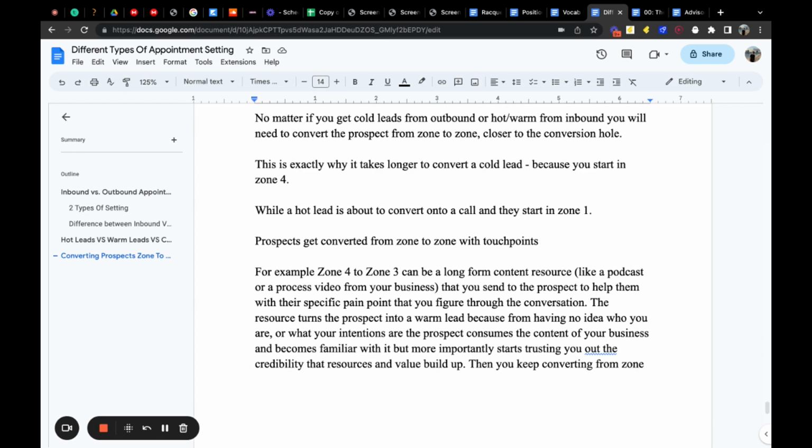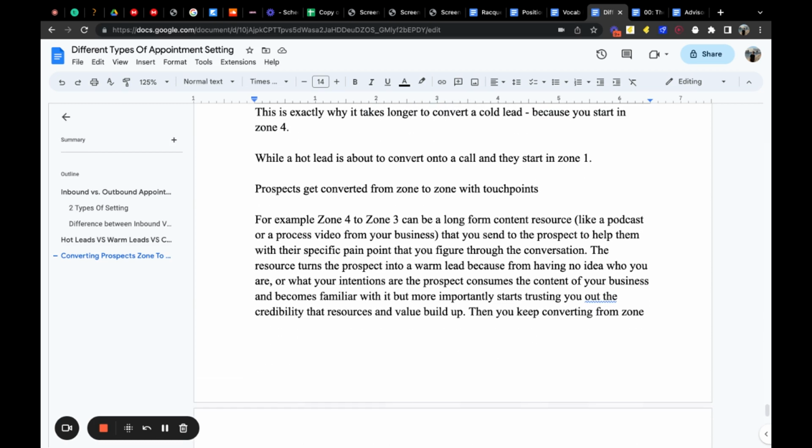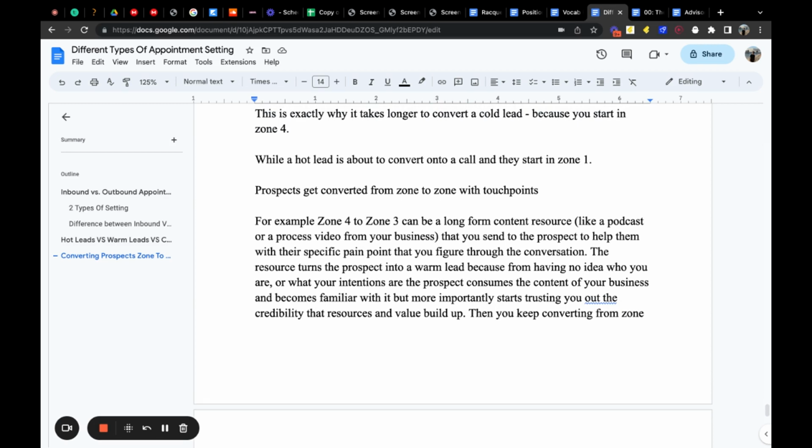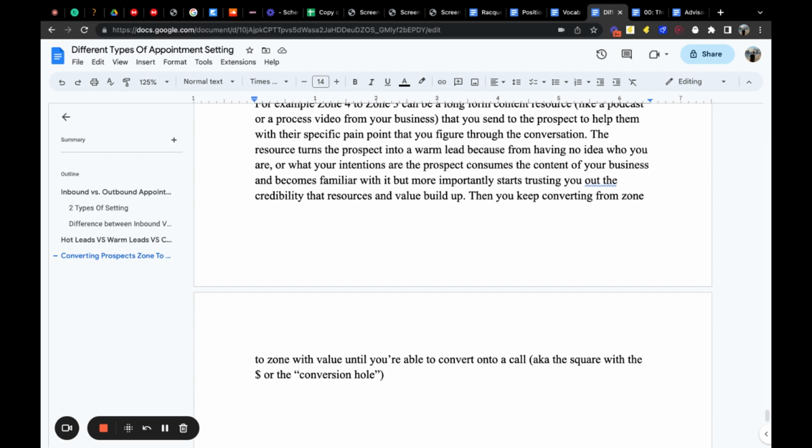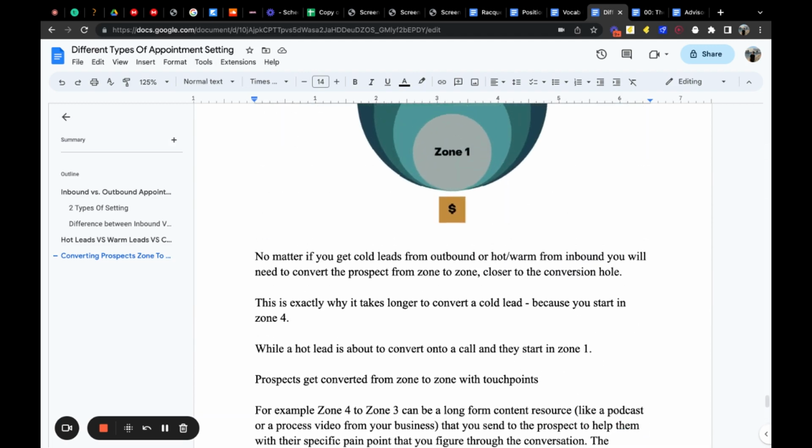Prospects get converted from zone to zone with touch points. For example, zone 4 to zone 3 can be a long form content resource like a podcast or a process video, and you figure out that pain point through the conversation. So like, what are they struggling with? The resource turns the prospect into a warm lead because from having no idea who you are or what your intentions are, the prospect consumes the content of your business and becomes familiar with it, but more importantly, starts trusting you and seeing credibility in you because of the resources, and the resources build up that credibility and value. Then you can keep converting from zone to zone with the value until you're able to convert onto a call, aka the square with the money or the conversion hole.